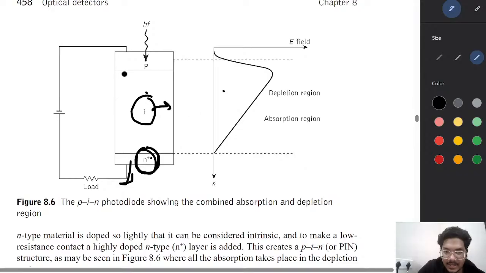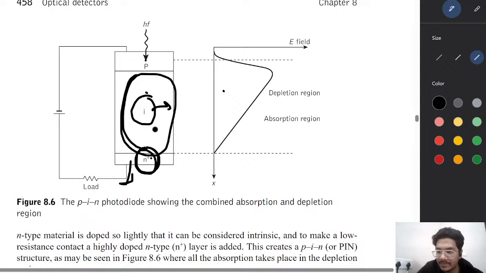The key point is that this entire intrinsic region is fully depleted, so the absorption of light and carrier drift occur efficiently. This region is very lightly doped, and it is intrinsic and fully depleted, so absorption occurs efficiently compared to this one. When absorption increases efficiently, the sensitivity increases, the speed increases, and the device becomes more efficient.